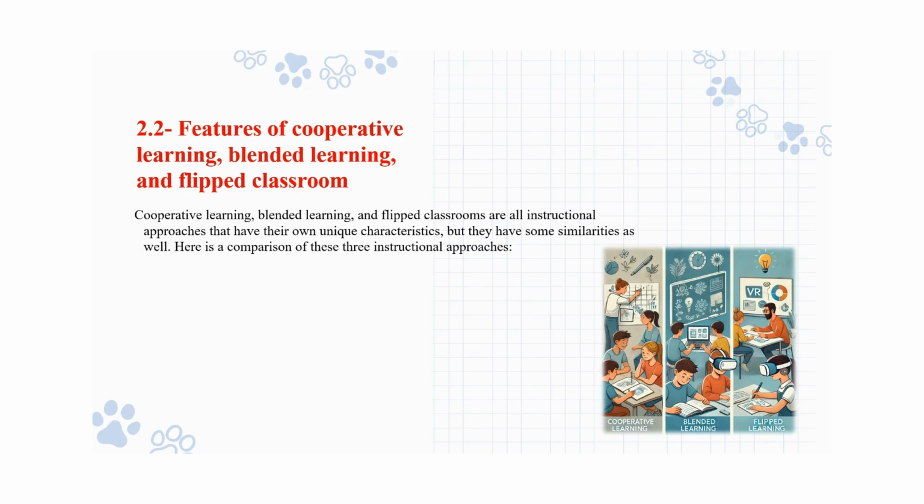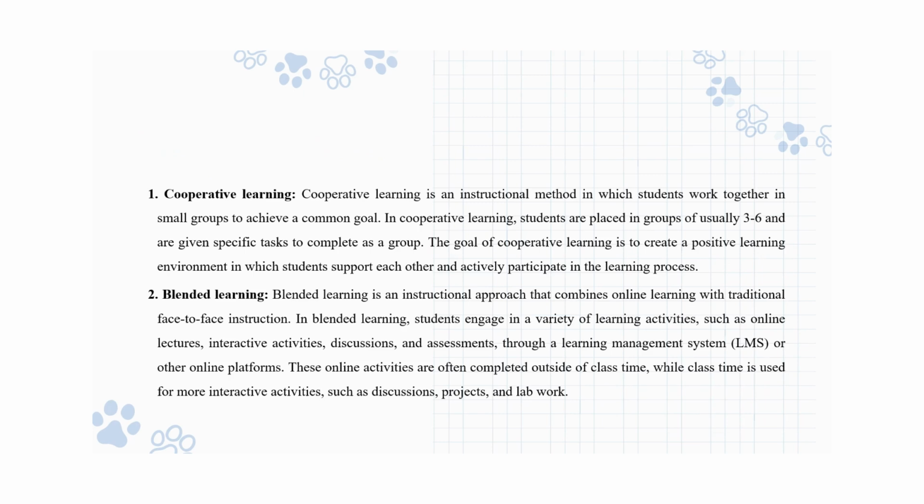Cooperative learning, blended learning, and flipped classrooms are all instructional approaches that have their own unique characteristics, but they have some similarities as well. Here is a comparison of these three instructional approaches. 1. Cooperative learning. Cooperative learning is an instructional method in which students work together in small groups to achieve a common goal. In cooperative learning, students are placed in groups of usually 3 to 6 and are given specific tasks to complete as a group.